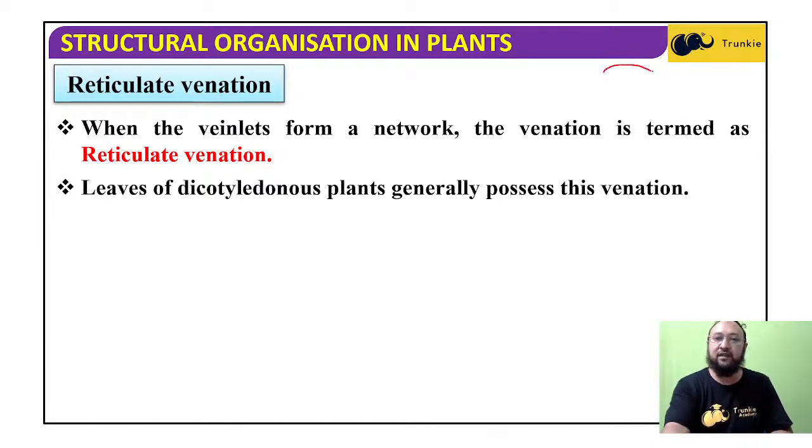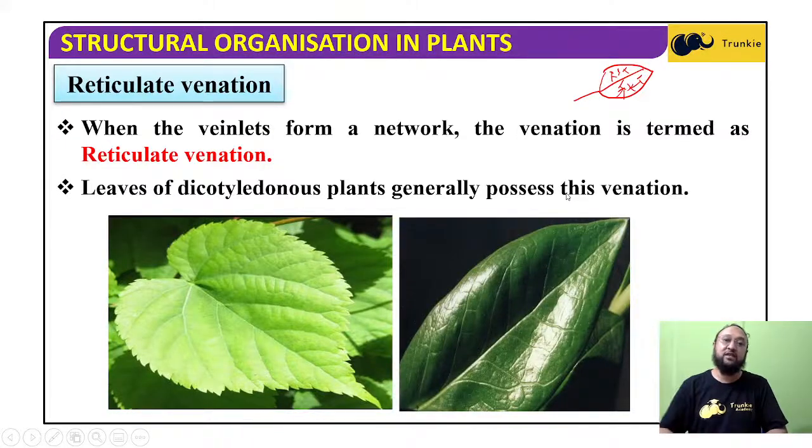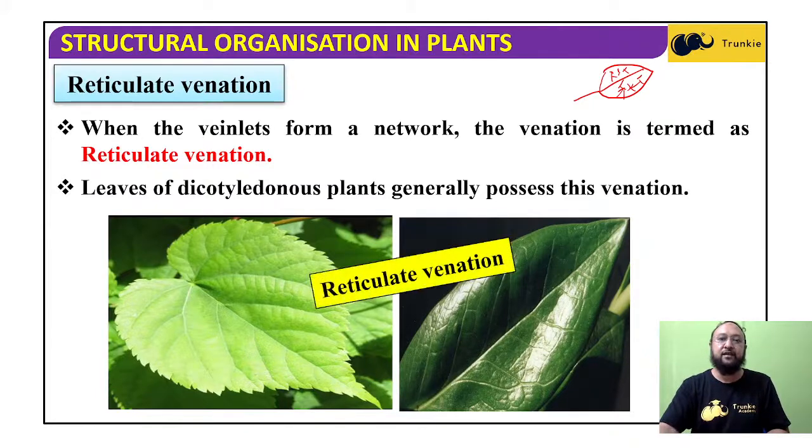The leaves are like this, and you have already observed. We will see in the picture also. If this is a midrib, so they have branched like this. Overall, leaves of dicotyledonous plants possess this kind of venation. It is reticulate, so veins and veinlets are clearly visible. Reticulate venation.